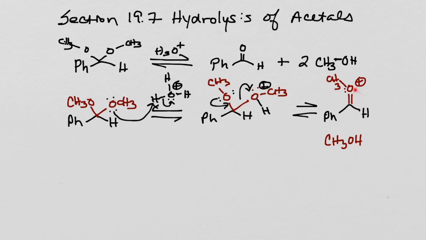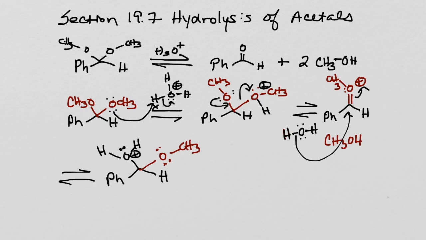resonance stabilized cation. In this resonance form, we see that the positive charge is on the oxygen, but if we went ahead and pushed those electrons out, what we could see is that this carbon is very electrophilic, so that's going to make it very easy for another molecule of water to come in and attack this intermediate. So you can see that the water has added.